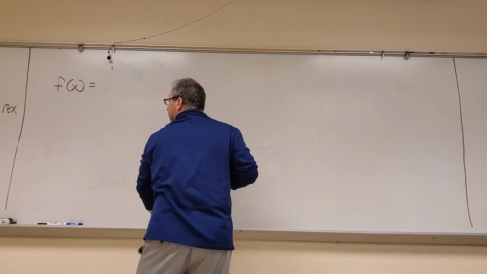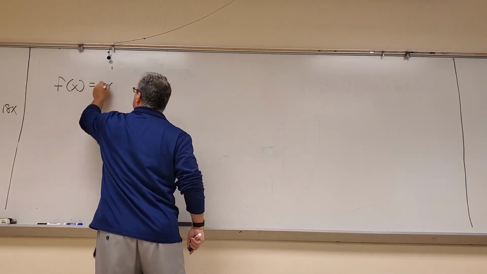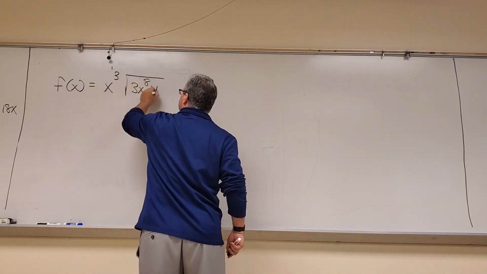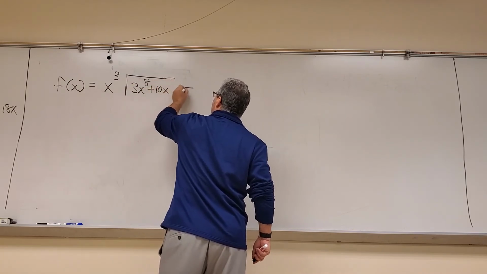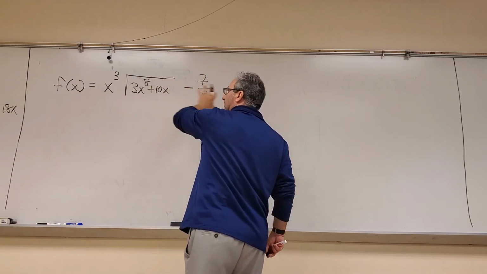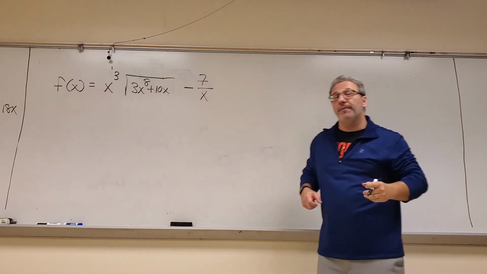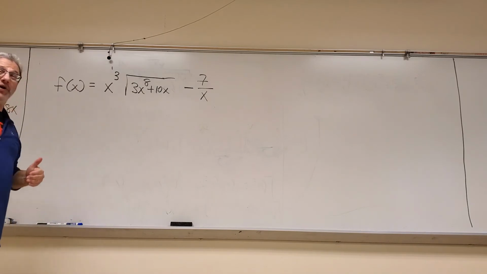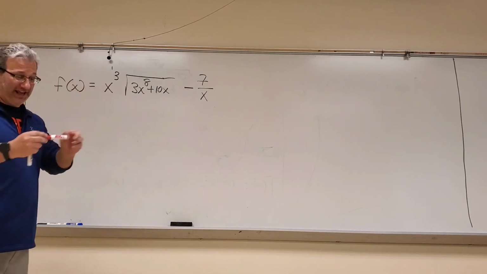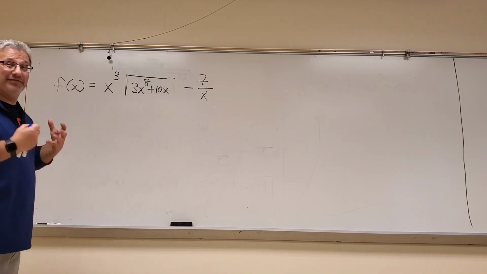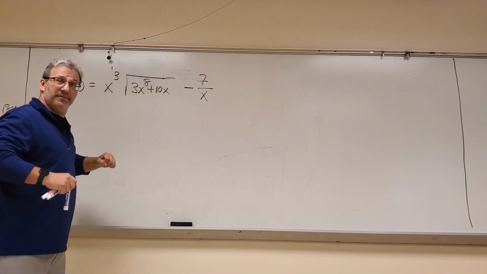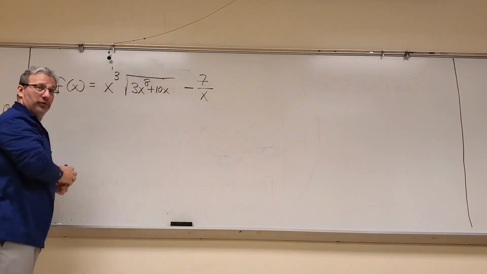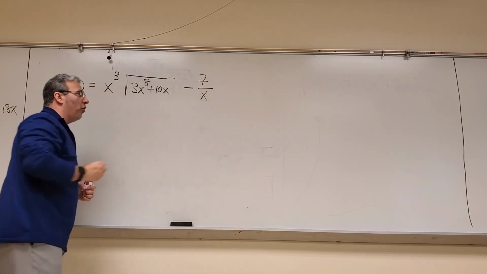All right, so I need a new function. Got it. So we have our new function, x cubed radical 3x to the 8th plus 10x, and just for kicks, minus 7 over x. All right, so I want to take the derivative of this. Well, there's actually a couple things going on here. First of all, the last operation would be the minus. So in fact, I really have two things going on. I want the derivative of this, and I want the derivative of this. So the derivative of this is a product rule. The derivative of this, good old power rule.